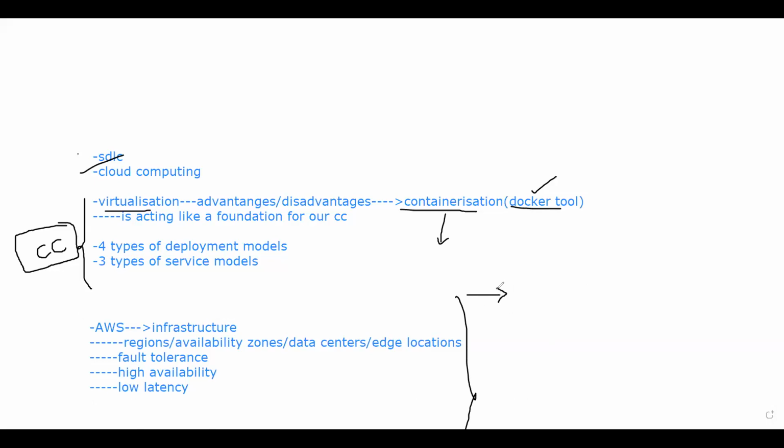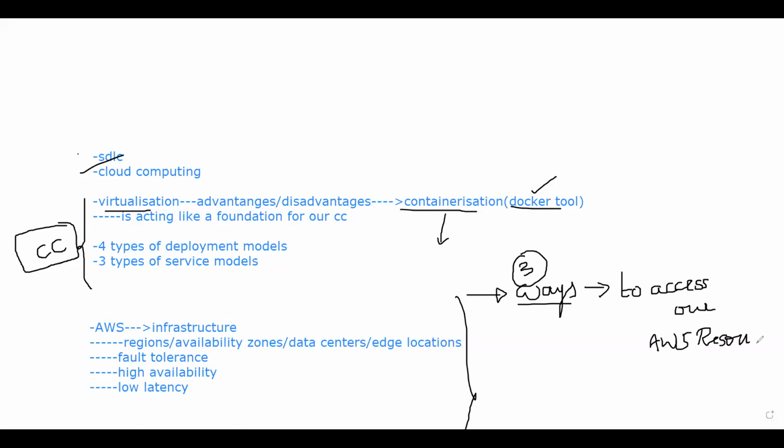Once we finish these terms, we're going to understand the ways to access the AWS resources. What are the general ways? We are going to see 3 ways to access our AWS resources. Let me take a new page. So what are the 3 ways to access our AWS resources? We're using the AWS Management Console, the AWS CLI, the command line interface, and the AWS SDKs.